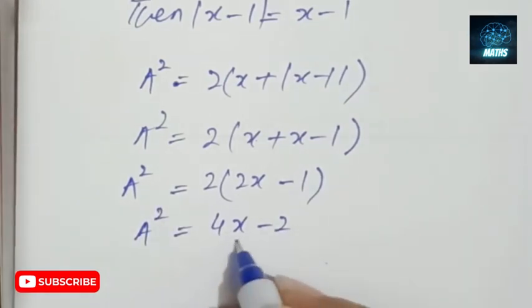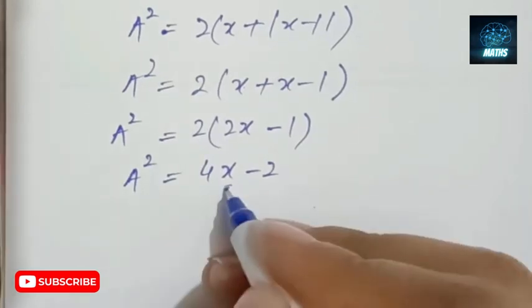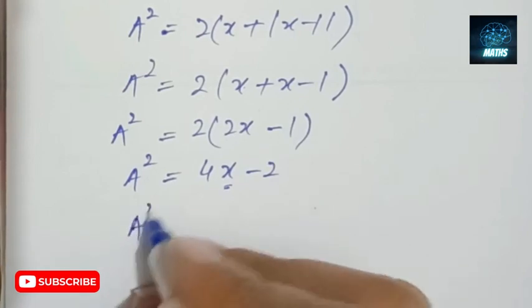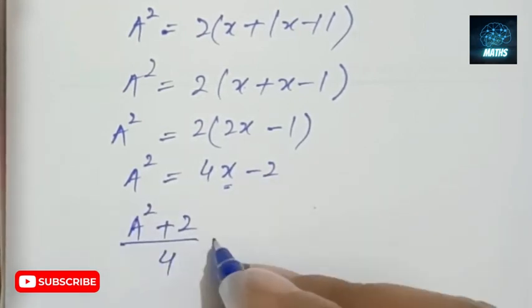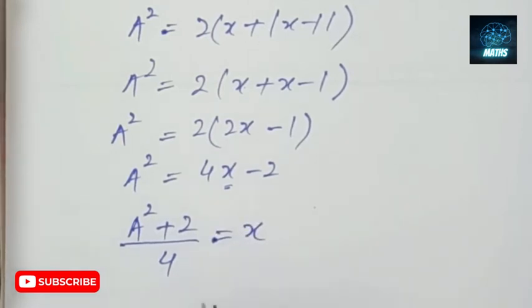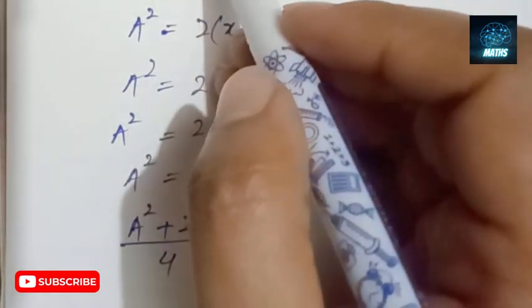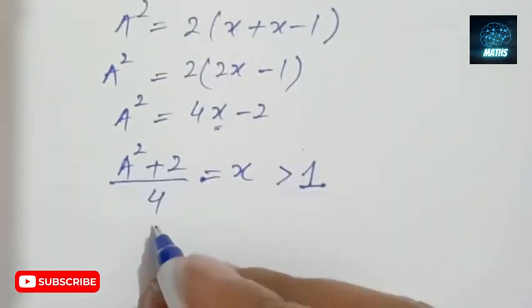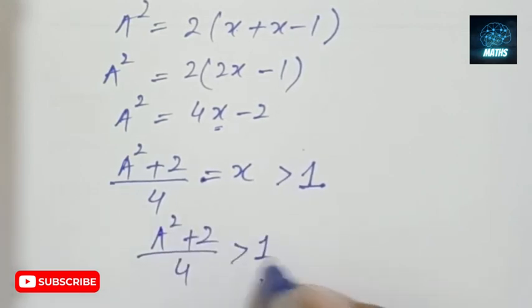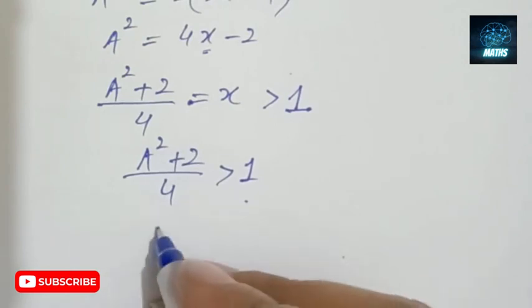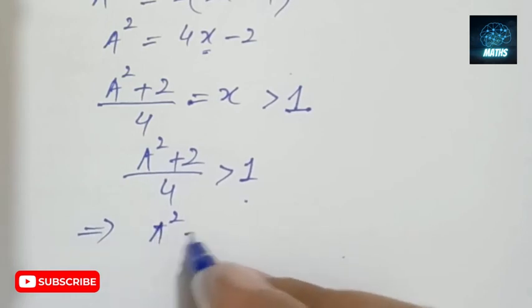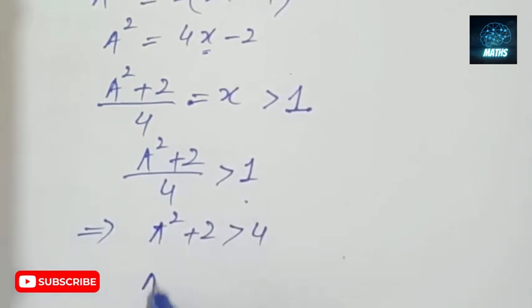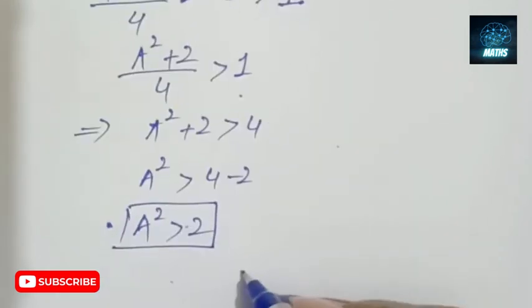What do I have to find? I have to find the value of x from there. So x is equal to (a square plus 2) by 4. So this is the value of x, and x must be greater than 1, as here we are using the second case that x is greater than 1. So this is greater than 1. This implies that a square plus 2 over 4 is greater than 1. So this implies that a square plus 2 is greater than 4. A square is greater than 2.